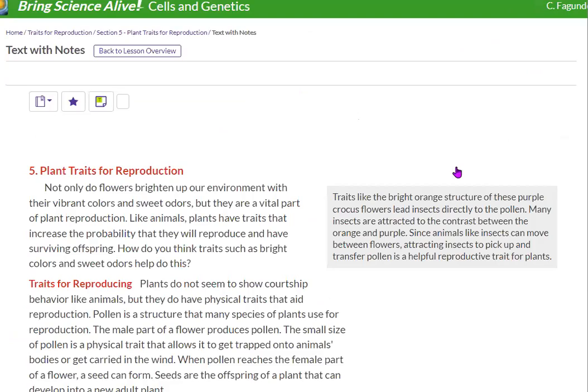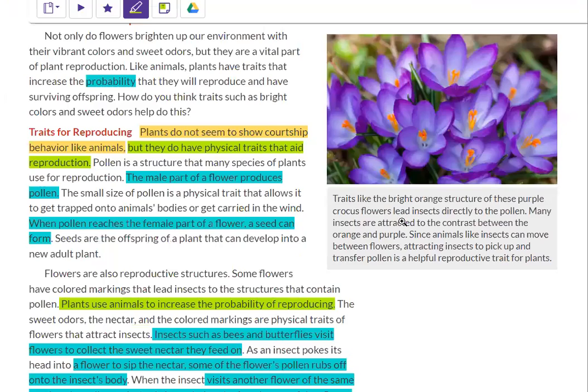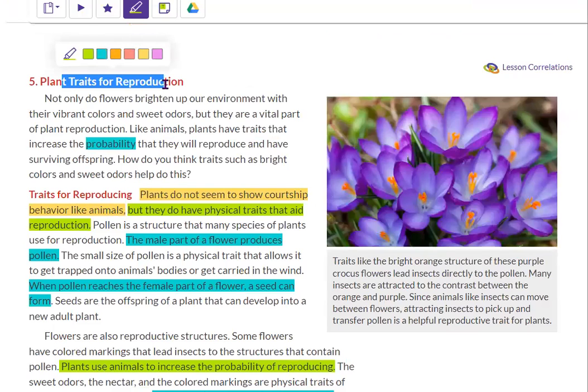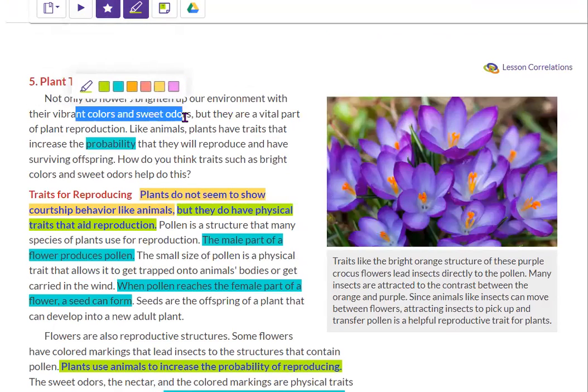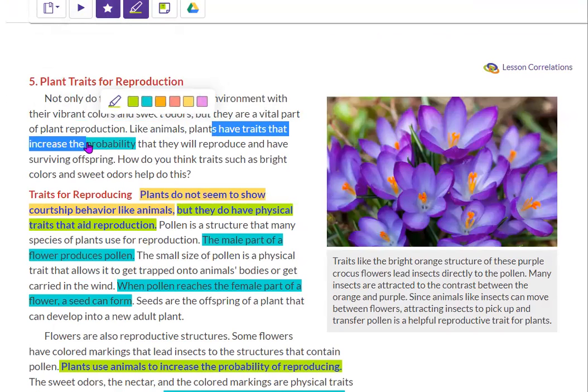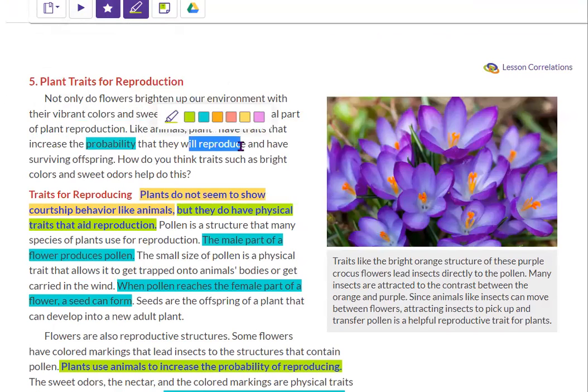Let's go to section 5. And so plants, right? We're going to talk about plant traits for reproduction. They help our environment with their vibrant colors, right? They smell good. But like animals, they also have traits that increase the probability or chance that they're actually going to reproduce and have offspring, right?